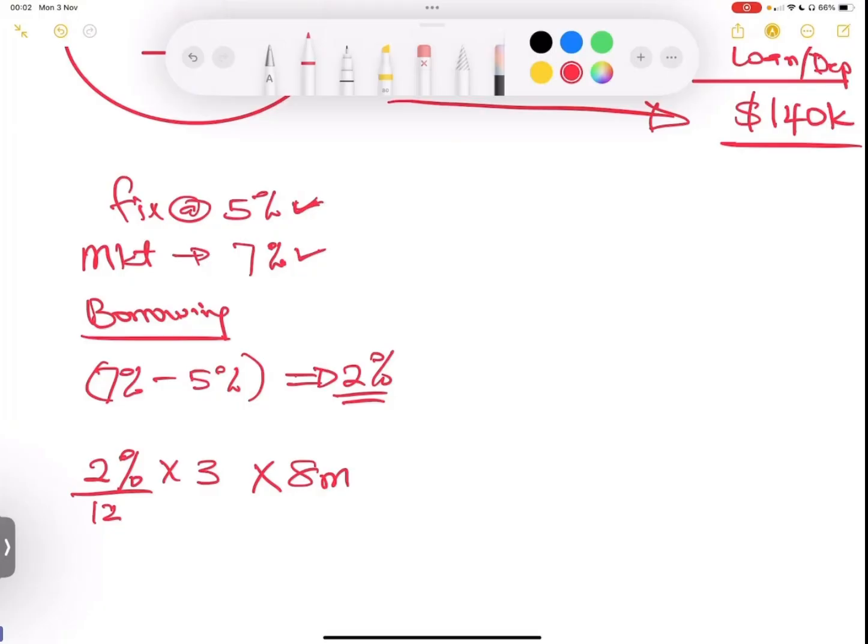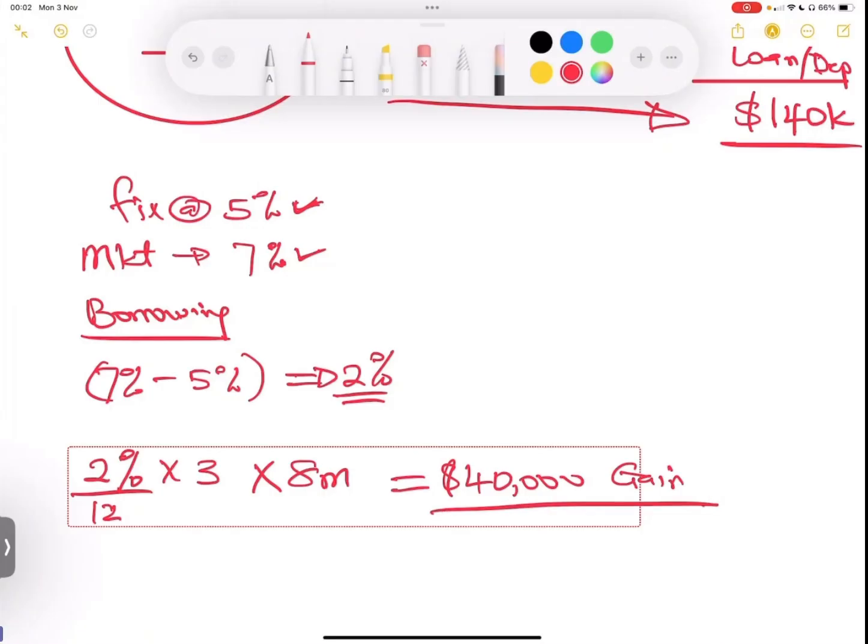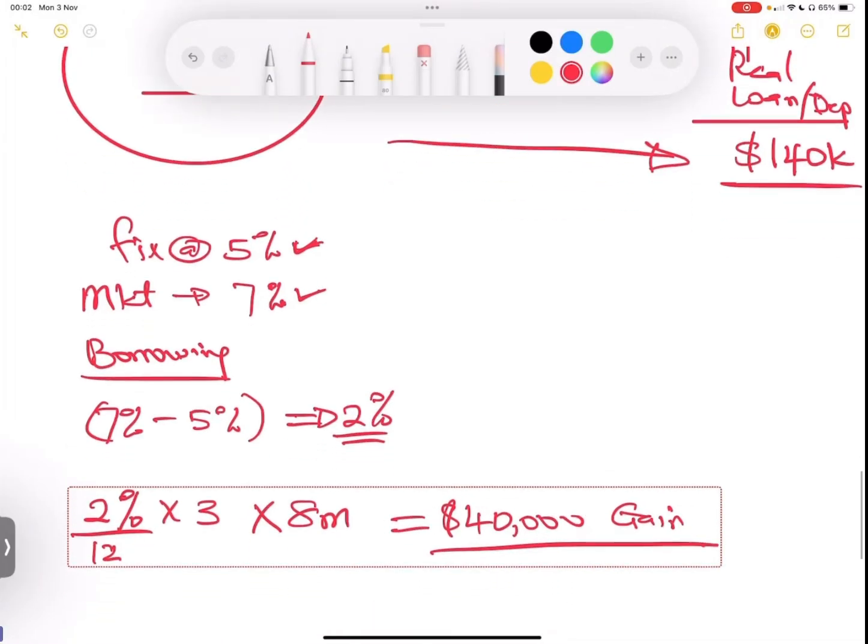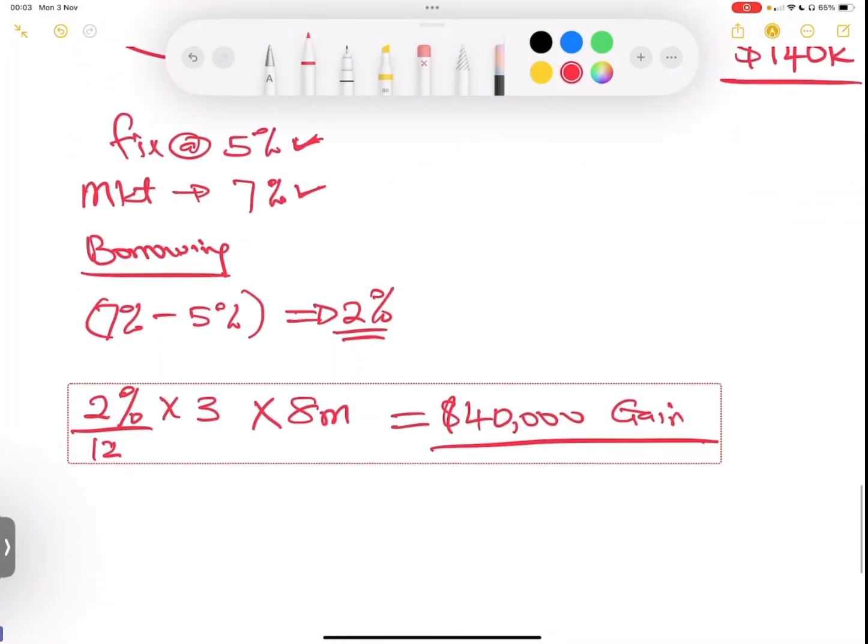And if you calculate that, what do you have? You have 2% times 3 times 8 divided by 12. And that gives you 40,000 gain. So which means that this FRA has given you a 40,000 benefit.